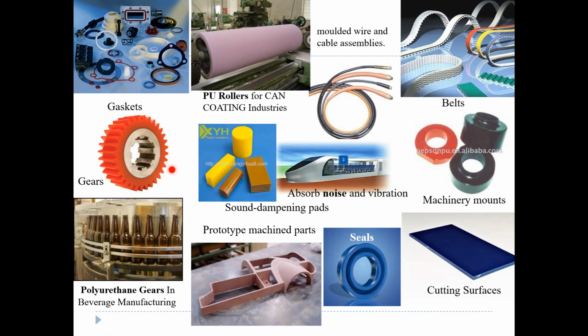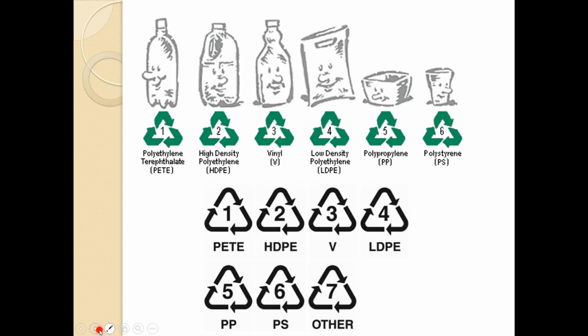Extremely beautiful polymer. Gaskets, gears, seals. Just look at the wide range of applications: cutting surfaces, molds, machine parts. They can absorb noise and vibration also. They have very good acoustics, where we want a soundproof room, we can use this. Molded wire, cable assemblies, coating industries, can industries, lot of applications, gas, beverage manufacturing. We can use polyurethane. Almost we have completed this.